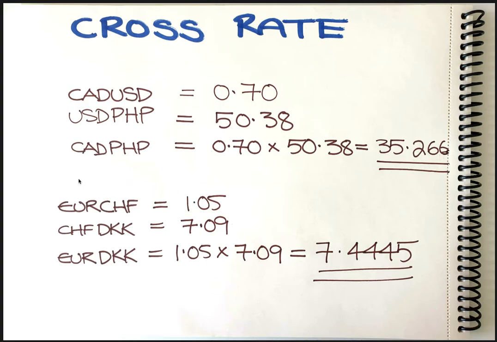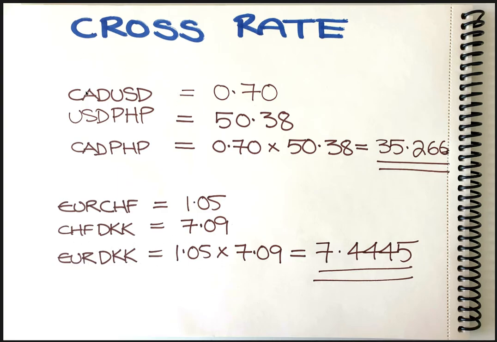Let's take another theoretical example. This is the Euro Swiss franc rate, and we are trying to get to the Euro DKK, the Danish kroner rate. First we take the Euro Swiss franc rate, which is 1.05, and then we look at the Swiss franc DKK rate, which is 7.09. Because neither of the values is less than 1, you know that the overall result is going to be higher than the two numbers shown over here. So you take the Euro Swiss franc rate, 1.05, multiplied by 7.09, and you get 7.4445. So that's the Euro DKK rate.